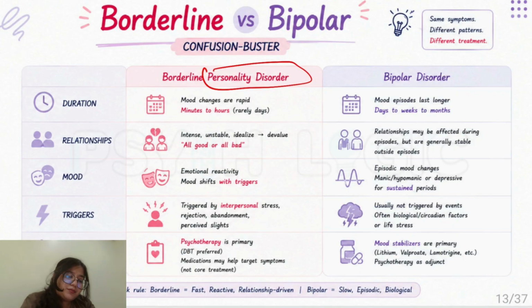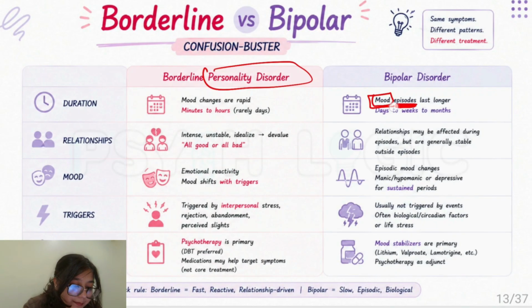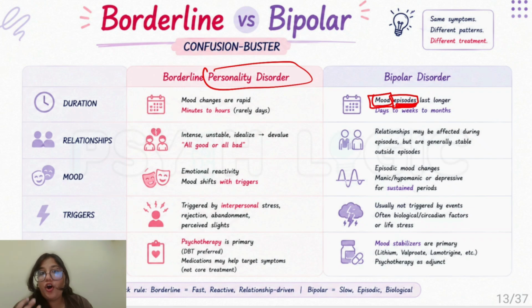On the other hand, bipolar disorder is a mood disorder. The person's mood changes in the form of distinct episodes. Episodes, that's the point here. There are episodes where they have periods of depression, mania, or hypomania, right? One is a stable personality pattern, while the other is an episodic mood disturbance. How long do these mood disturbances last?